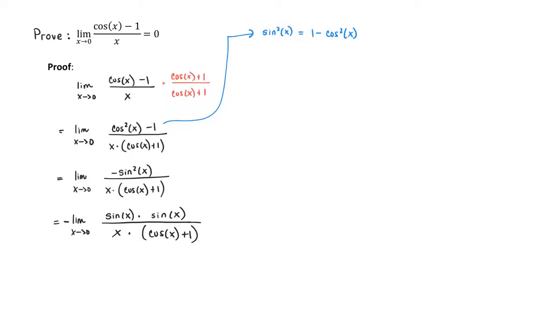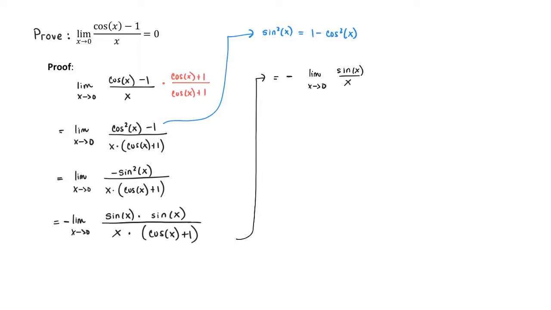Doesn't seem complicated. In my next step, I'm going to do another separation. These guys are going to be completely by themselves, and these guys are going to be by themselves as well. This is what I mean. I am going to have minus, and then the limit as x approaches 0 of sine x divided by x.